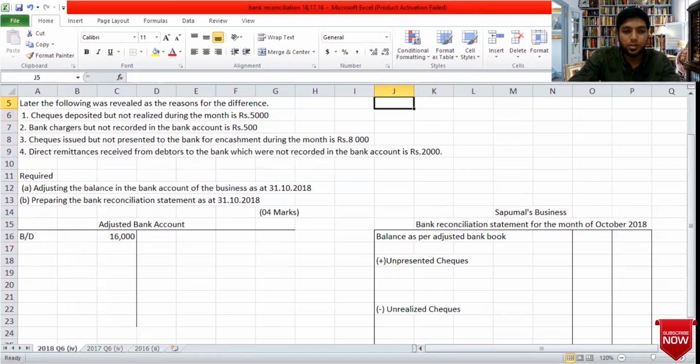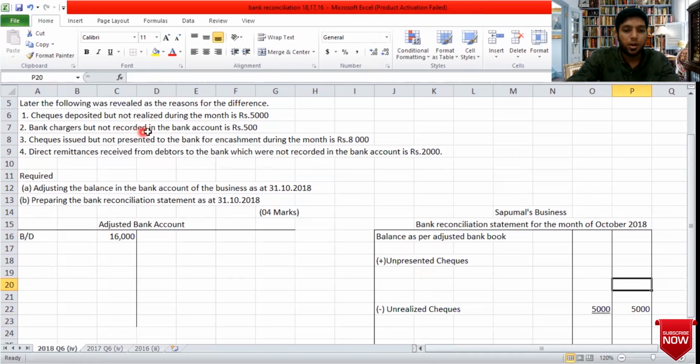They said checks deposited but not realized during the month, 5,000. So I need to take this 5,000 directly here. I can transfer from this column to the next column. 5,000. So now then we move on.